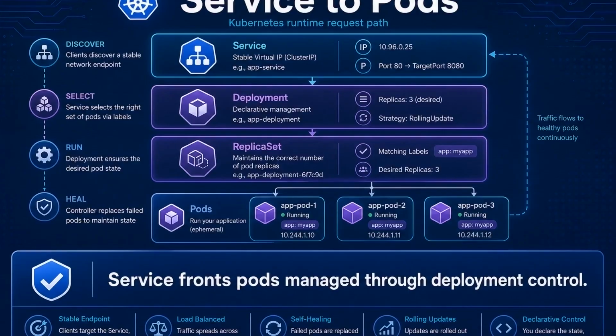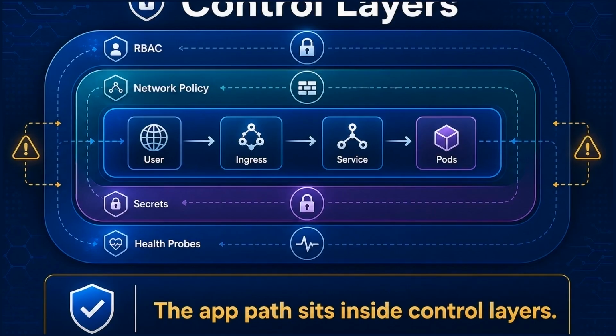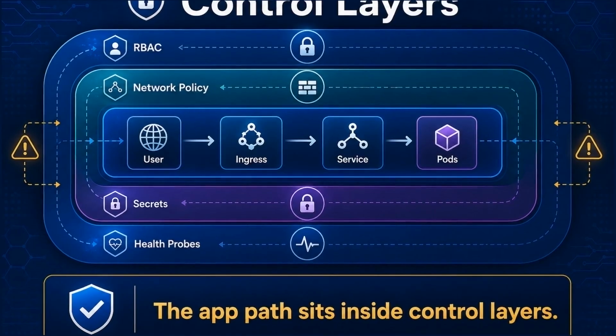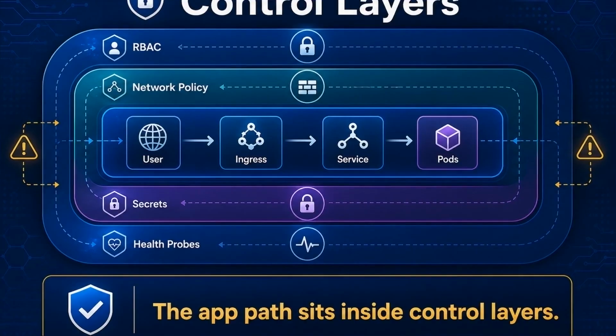Around that main traffic path, Kubernetes adds control layers. RBAC controls who or what is allowed to do what. Network policies control which pods are allowed to talk to which other pods or external destinations. Secrets hold sensitive configuration, but they must be protected carefully. And probes decide whether a pod is healthy enough to stay alive and ready enough to receive traffic.